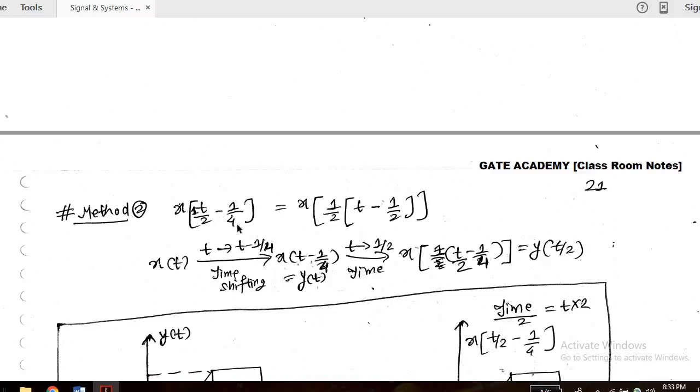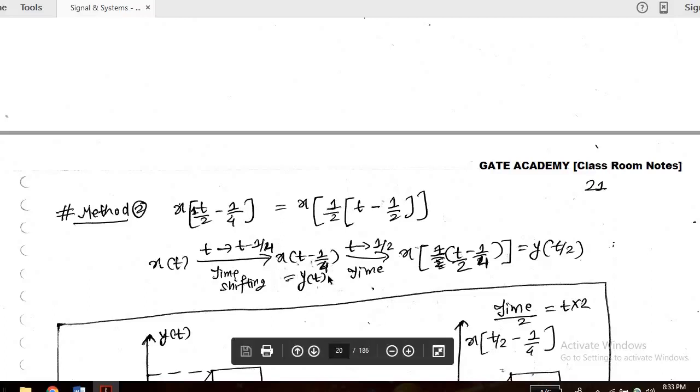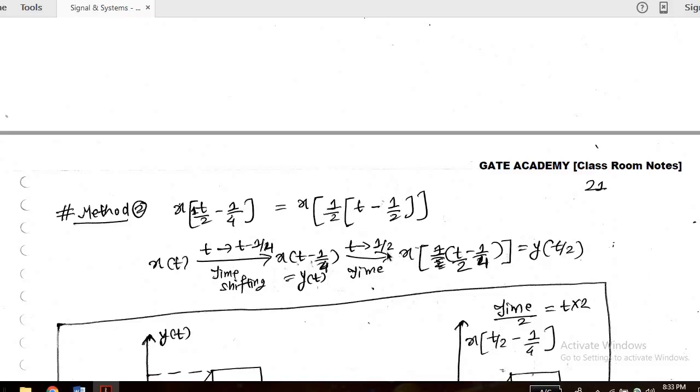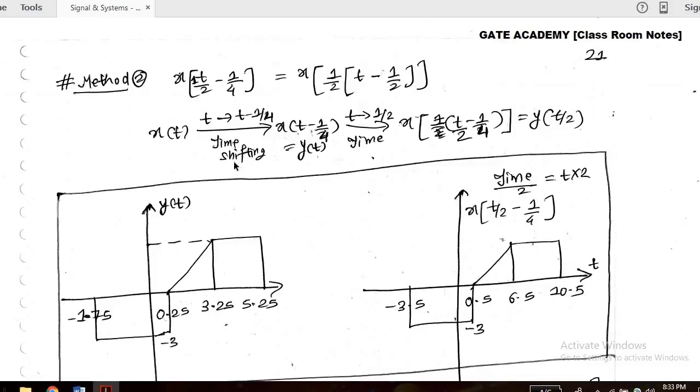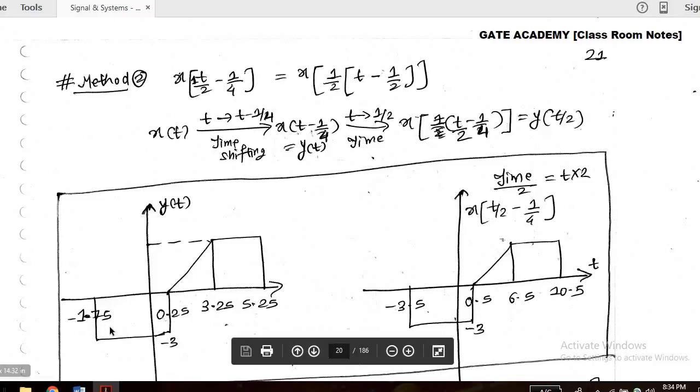minus 1 by 4. So time shifting by 1 by 4, x of t minus 1 by 4. Assume, give it another name, y of t, some other signal. Now we replace t by t by 2. This time it is x of 0.5t, a is equal to 0.5, a less than 1, time expansion, frequency compression. So first for shifting, x of t minus 1 by 4 means t is having plus sign, 1 by 4 is having minus sign, opposite sign, shift right by 1 by 4, so t naught equals 1 by 4.